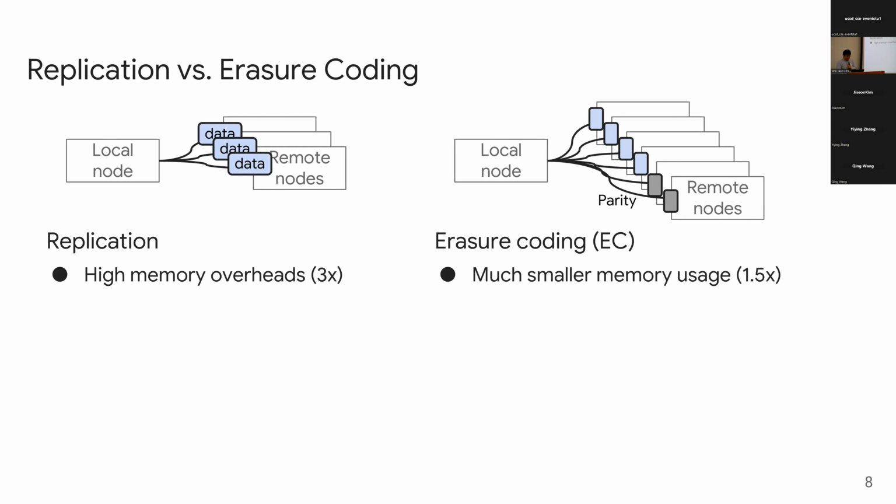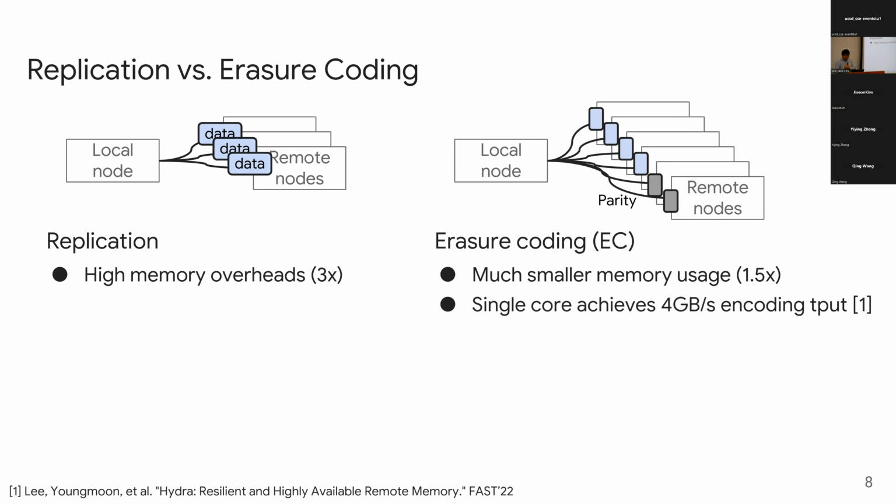Besides this, erasure coding runs pretty fast on commodity servers, for example, 4 GB per second using a single core. Therefore, considering the memory usage, we prefer erasure coding for file memory.